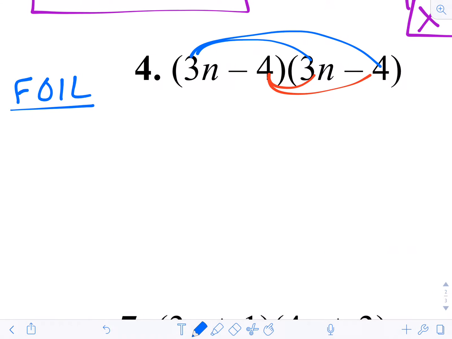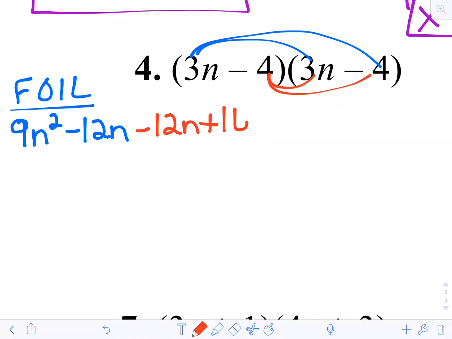Alright, so 3n times 3n. 3 times 3 is 9. N times n is n squared. 3n times negative 4 is a negative 12n. And then we have negative 4 times 3n is a negative 12n. Negative 4 times negative 4 is a positive 16.